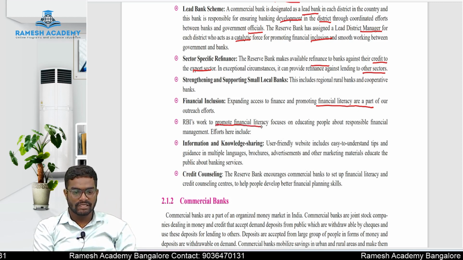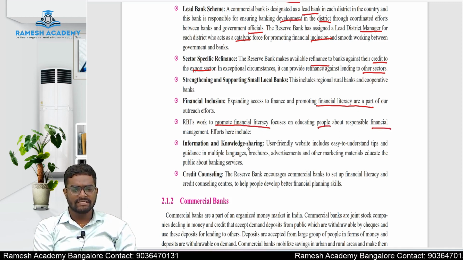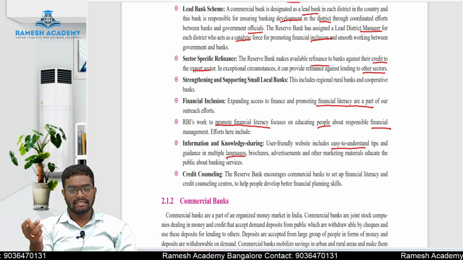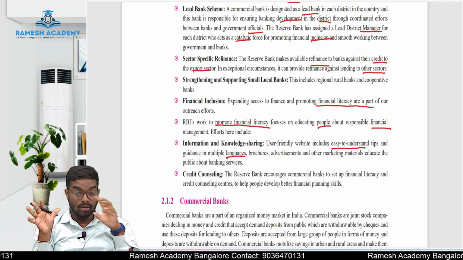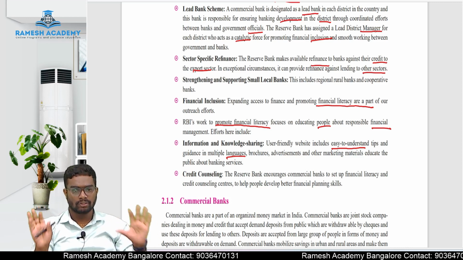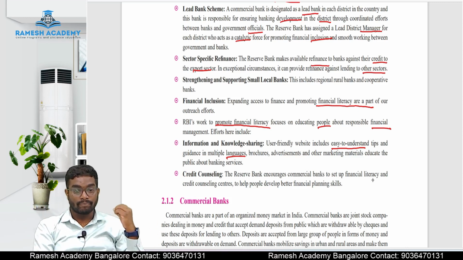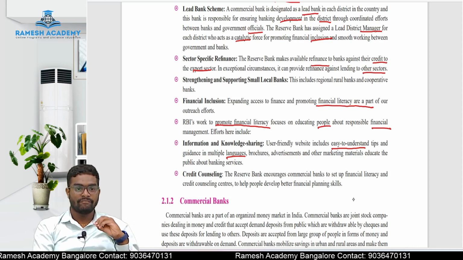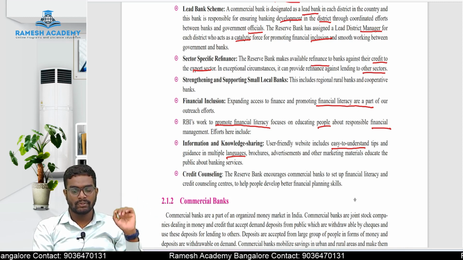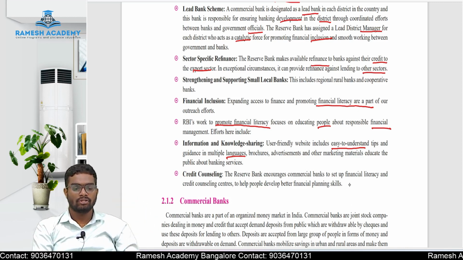RBI's work to promote financial literacy focuses on educating people about responsible financial management. Efforts here include information and knowledge sharing. A user-friendly website includes easy-to-understand tips and guidance in multiple languages. So RBI is taking measures to help people understand how the bank works, what the facilities in the bank are, and what you should know before you go to the bank. Every person who knows their native language should understand what is going on in the bank.